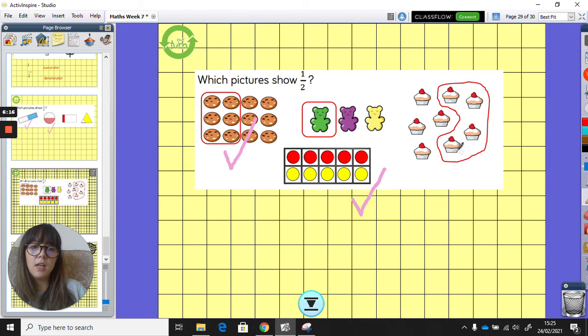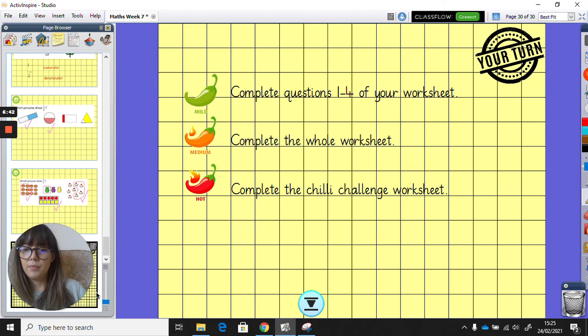I'm going to count how many cupcakes are circled, and going to count how many cupcakes are not. Hopefully they will be equal. 1, 2, 3, 4. Okay. 1, 2, 3, 4. Okay, so they're both equal. There's one group of 4 and then another group of 4. They're in 2 equal groups. Therefore, they are showing a half. Well done if you got them right.